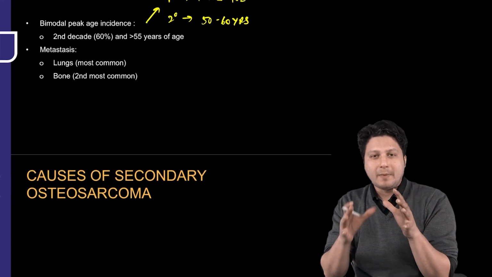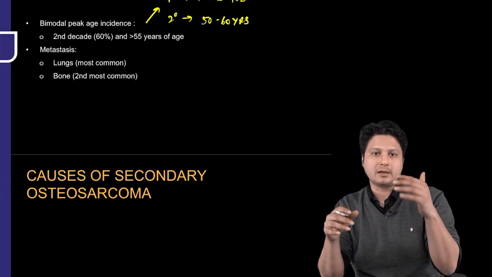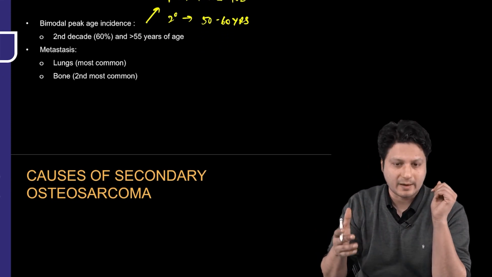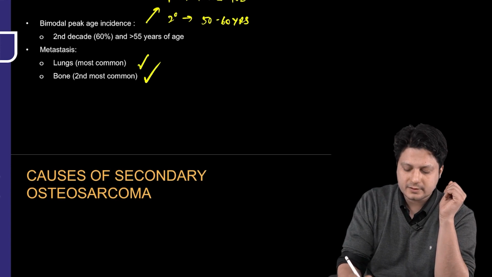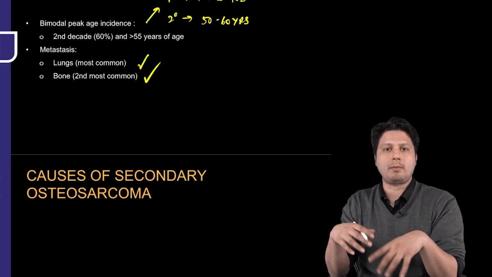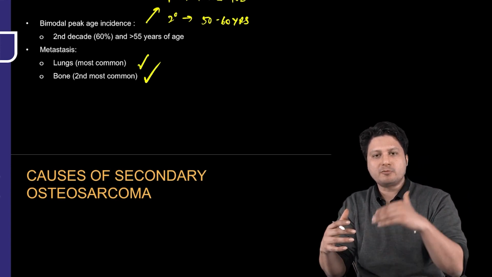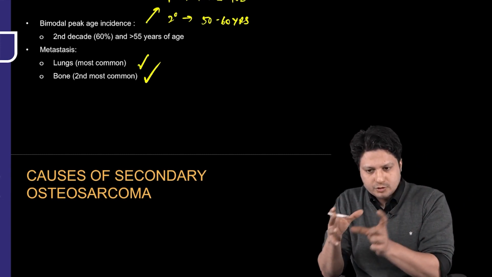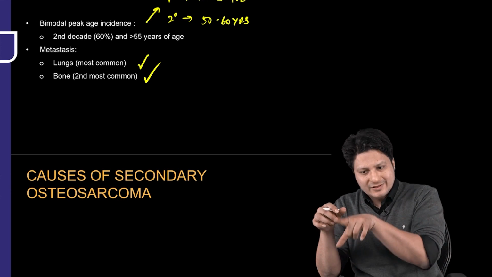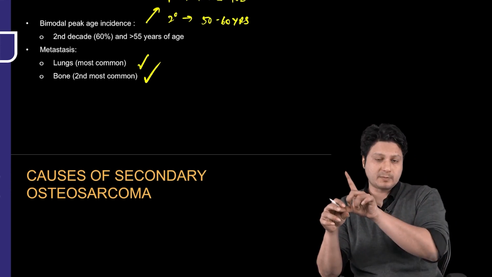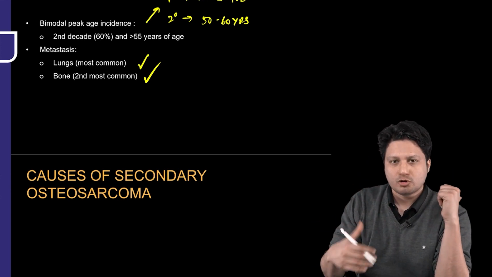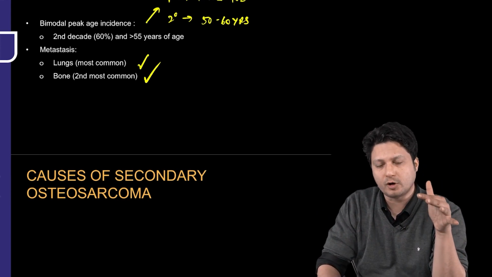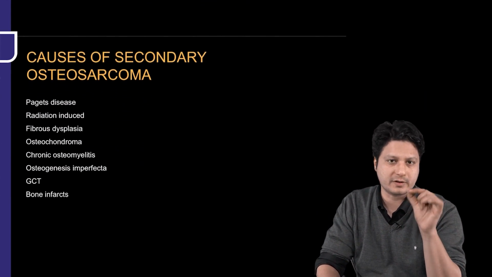Then, as far as metastasis is concerned, lungs are the most common site for these metastatic lesions, and bone is the second most common site. All of you know about skip lesions. A skip lesion is a bone to bone metastasis. If there is an osteosarcoma in the distal end of the femur, which has metastasized to involve the proximal aspect of the femur, that will be a skip lesion. So bone to bone metastasis is also a common phenomenon, and bone is the second most common site for receiving these metastatic lesions.